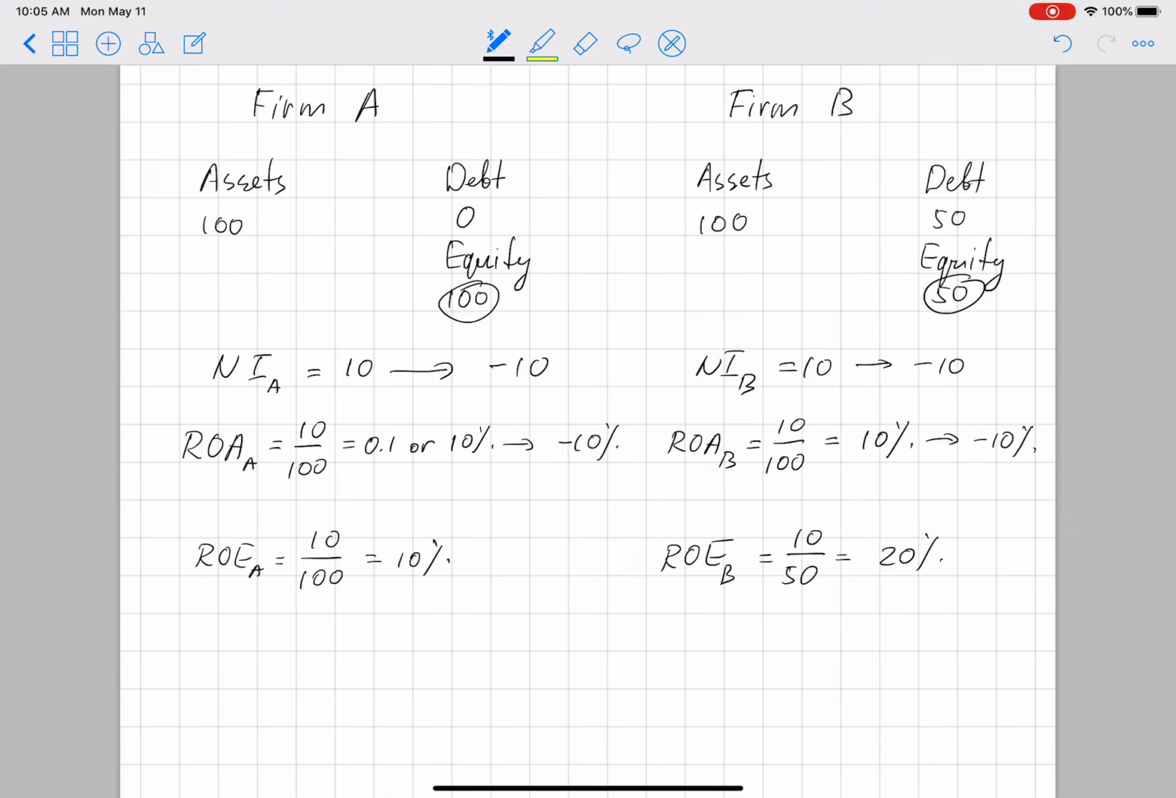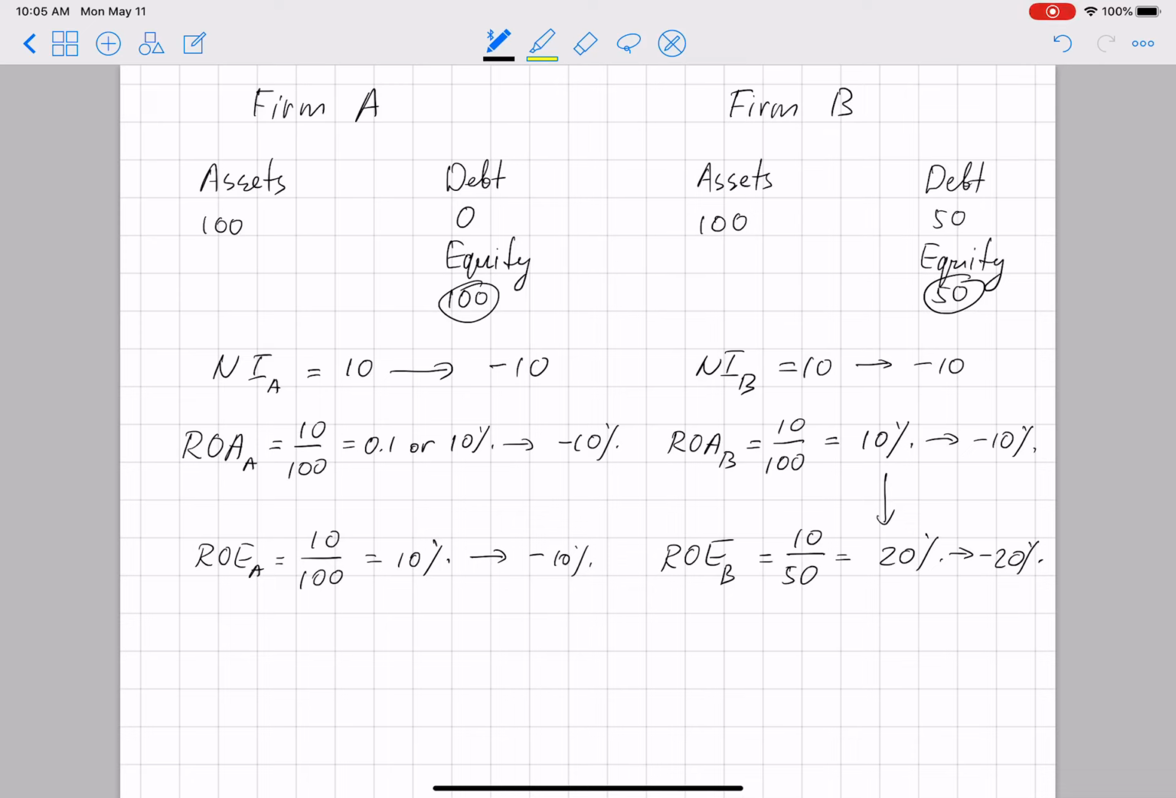But now look what happens with ROE. For firm A, it would still be minus 10%. But for firm B, it's going to be dramatically bigger in absolute terms, minus 20%. So as you can see, when you're doing well, if your ROA is positive, when your net income is positive, having leverage is a good thing because you go from 10% to 20%. Your ROE is boosted by a factor of 2.